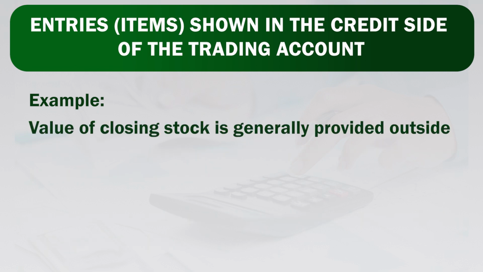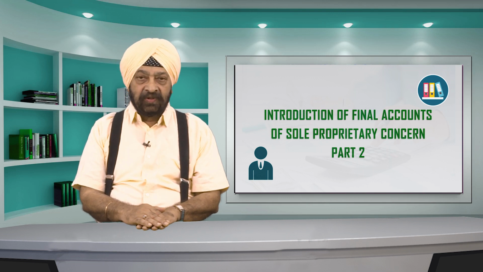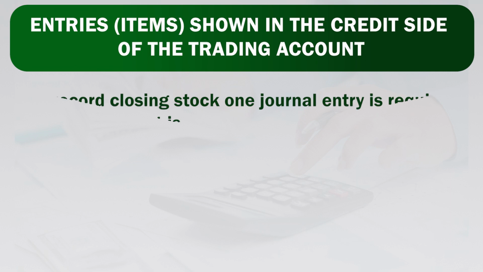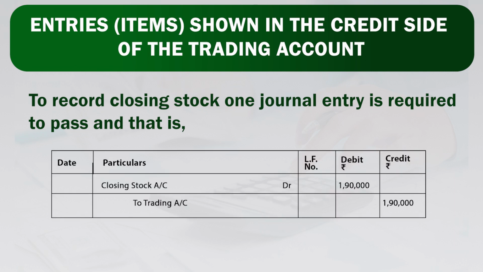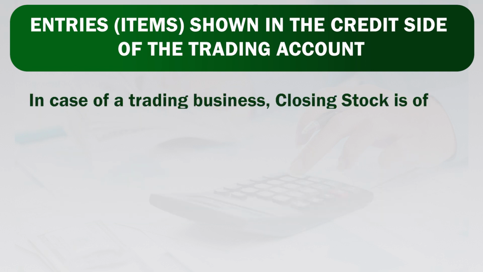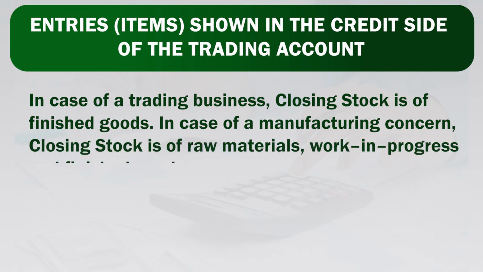Value of closing stock is generally provided outside the trial balance, as we know that closing stock is always disclosed outside the trial balance. Therefore, to incorporate closing stock value in the final accounts, we have to pass one journal entry: closing stock account debit by rupees 1,90,000 to trading account 1,90,000 rupees. In case of a trading business, closing stock is of finished goods, but in case of a manufacturing concern, closing stock is of raw material, work in progress and finished goods.